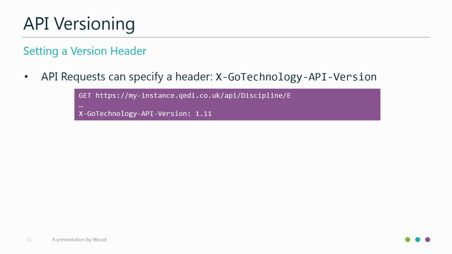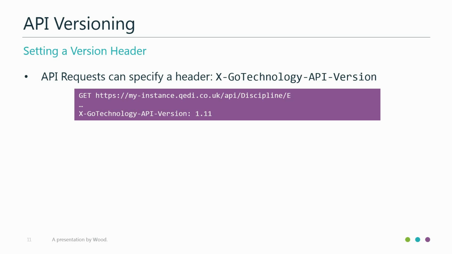To set a version, add a header called GoTechnology API version with the latest version number. We recommend regularly upgrading this version during your test release cycle to keep up to date with new features of the API. If no version header is specified, the latest version of the API is used.